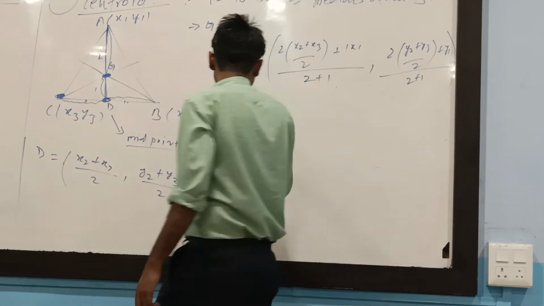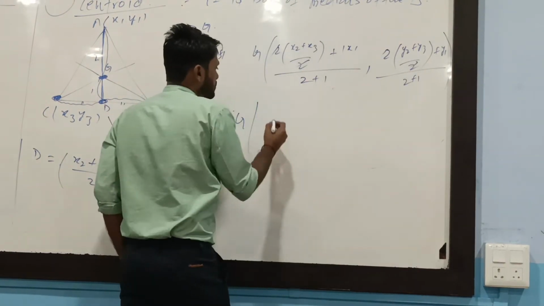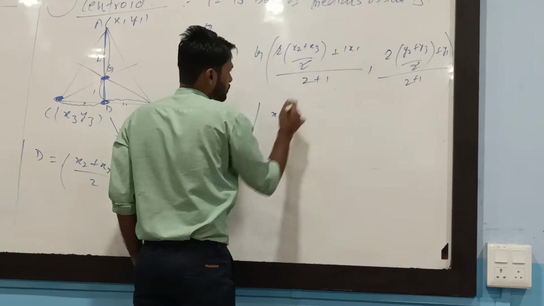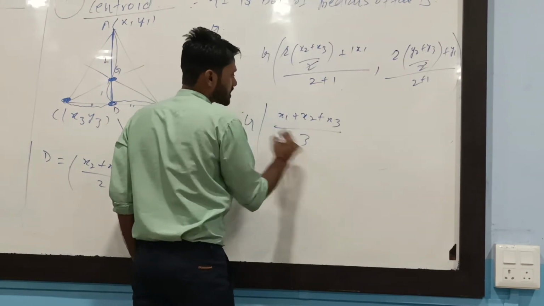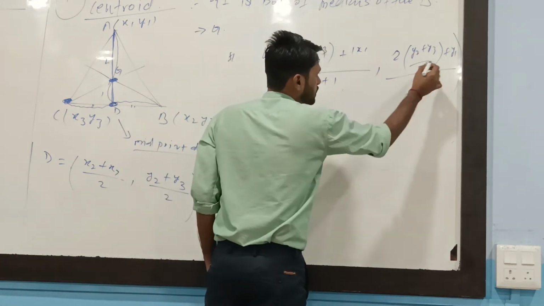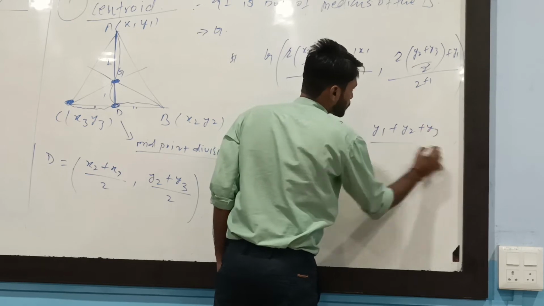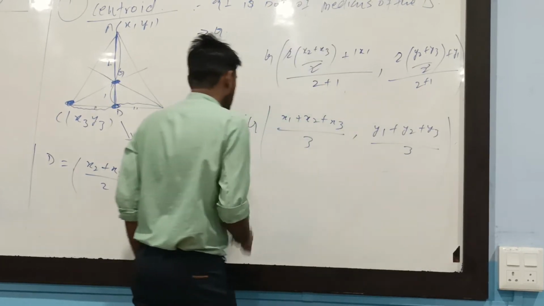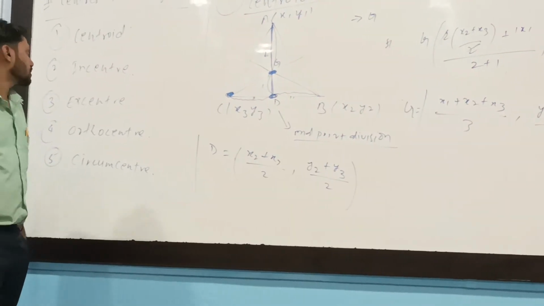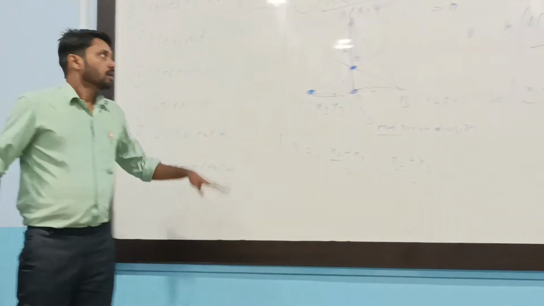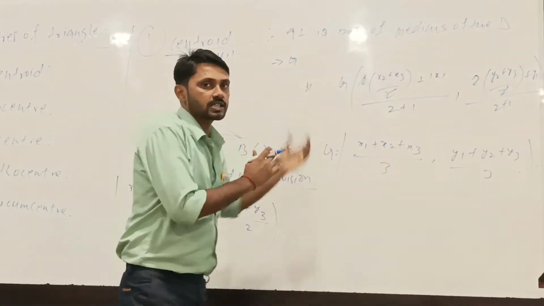So let's solve this. The G point is going to be: this 2 cancels, this 2 cancels. This will be x1 plus x2 plus x3 upon 3, and y1 plus y2 plus y3 upon 3. So these are the coordinates of the centroid of the triangle. Remember one thing, once again I want to repeat this. Since we are going to find the centroid of a triangle, we need a little bit of knowledge about the median.